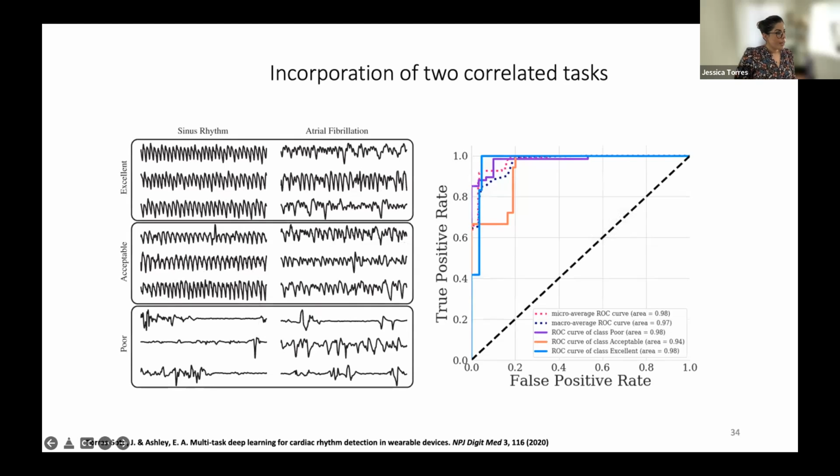We had expert reviewers look at different lengths of signal and grade them on whether they were excellent, acceptable, or poor. These are signals that come directly off of the device. They haven't gone through my convolutional denoising autoencoder whatsoever. We made sure that the hand-graded data set included both sinus rhythm, so normal rhythm, and atrial fibrillation. And here are the results when we look at the correlated task of only signal quality, and how well we're able to classify between excellent, acceptable, and poor.